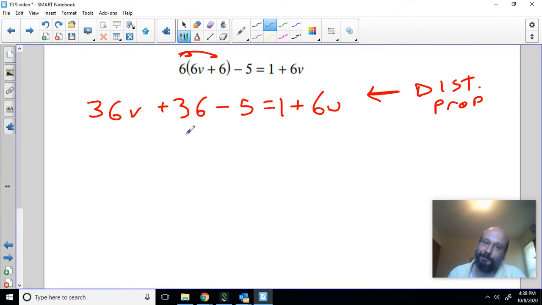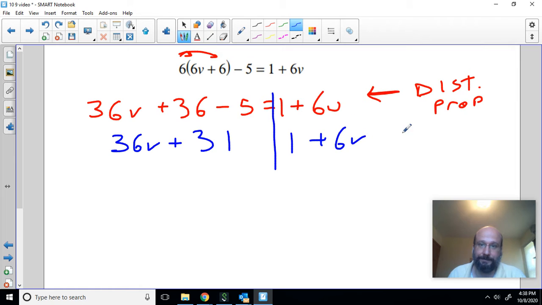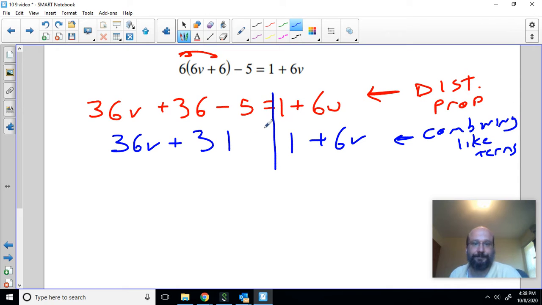Now, since both of these terms are on the same side of the equal mark, right? The equal mark's right here. I'm just going to combine these two terms because they're like terms. So 36v stays there. 36 minus 5 is 31. And on this side, I have 1 plus 6v. So again, let's just call it combining like terms. So 36v plus 31 equals 1 plus 6v.